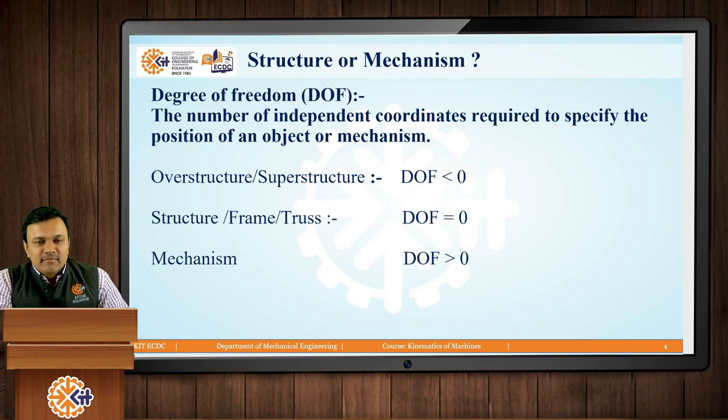As for a mechanism, the degrees of freedom of a mechanism should be greater than 0. It should be at least plus 1, plus 2, it can be any number, but it should be a positive number and it should always be greater than 0.